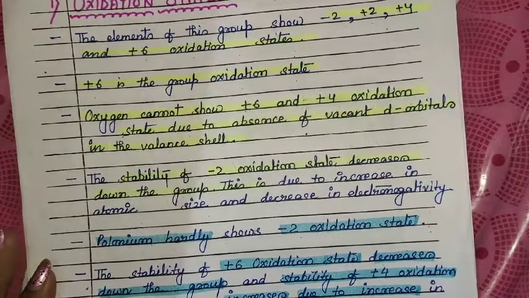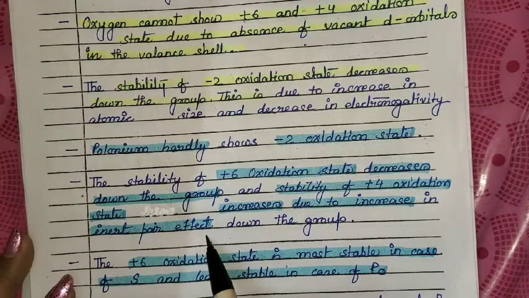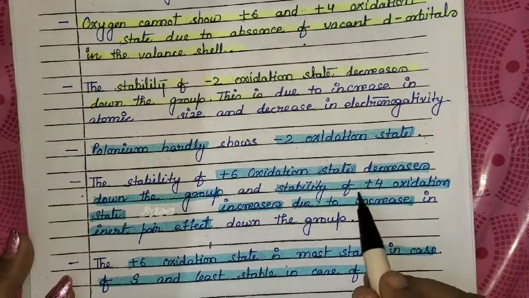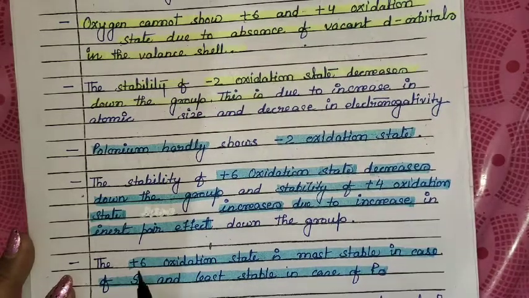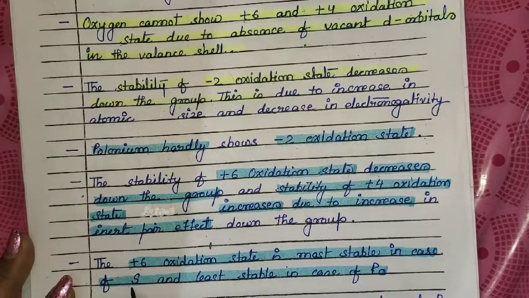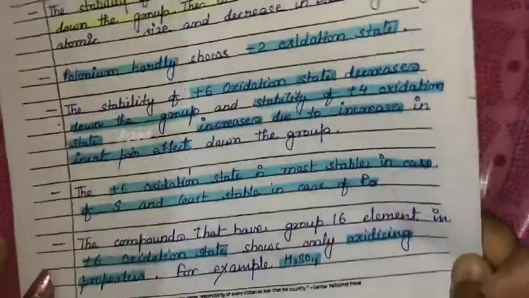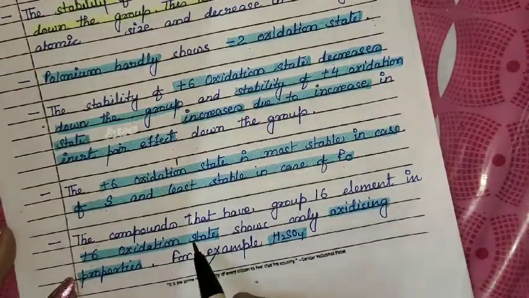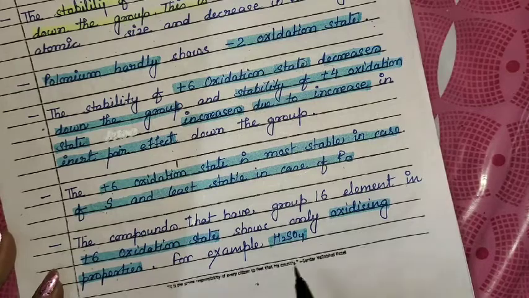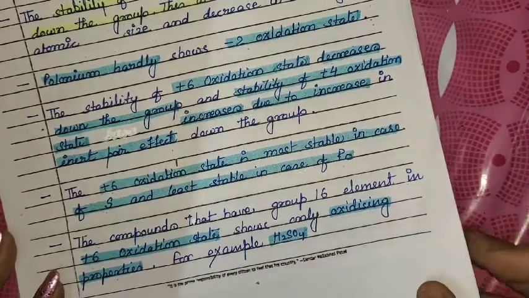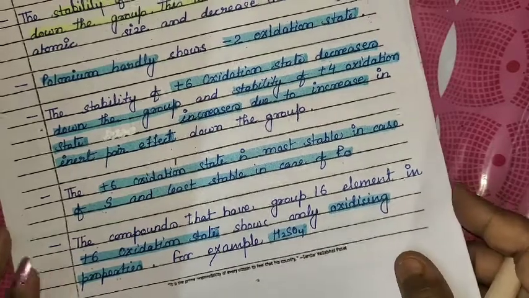Also, the stability of +6 oxidation state decreases down the group due to inert pair effect. In fact, the lower members of the group prefer to exhibit +4 oxidation state. +6 oxidation state is thus more stable in sulfur and least stable in polonium. The compounds that have group 16 element in +6 oxidation state show only oxidizing property. For example, H2SO4 acts as a very good oxidizing agent because in H2SO4 sulfur has +6 oxidation state.